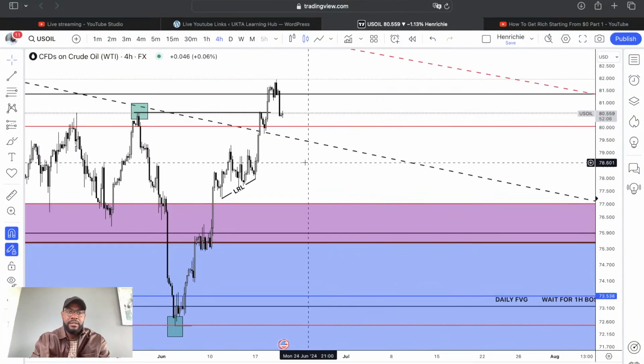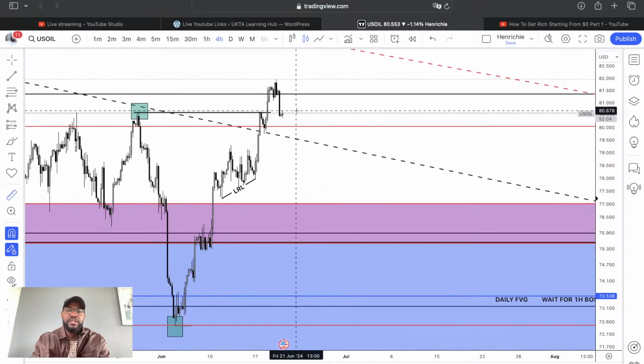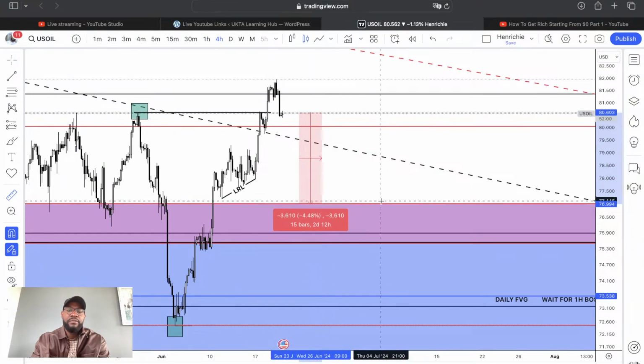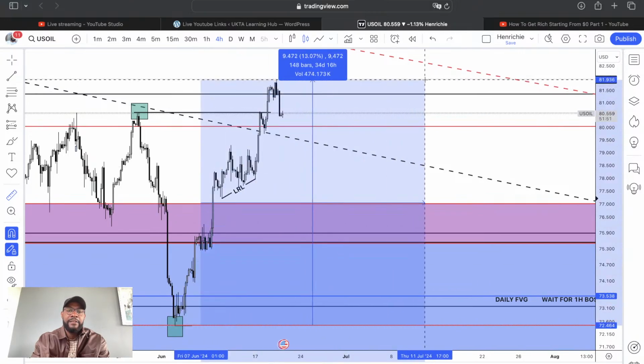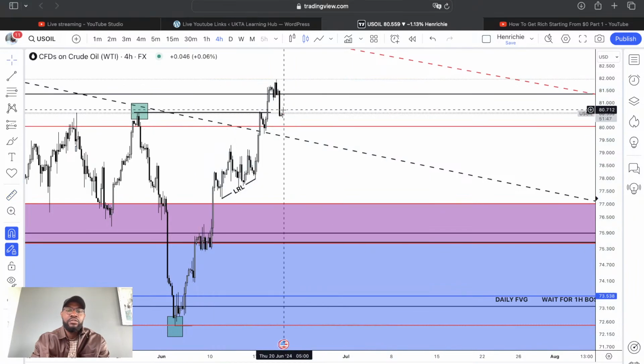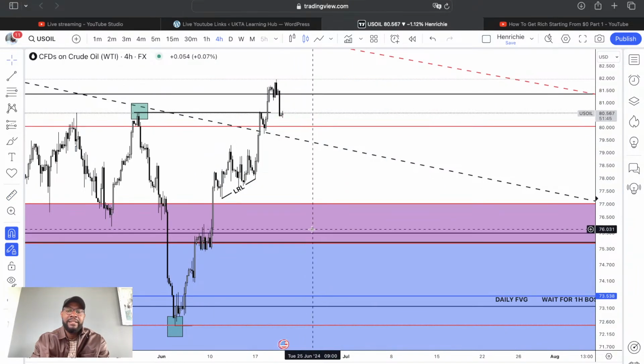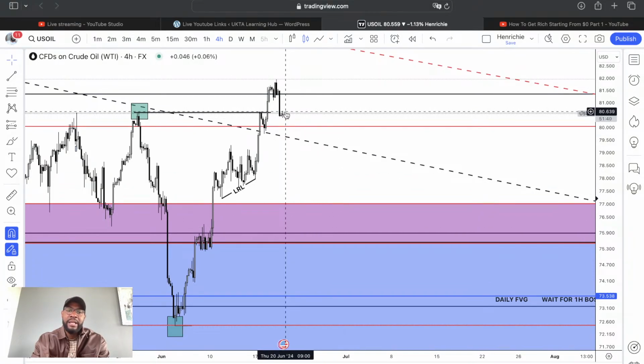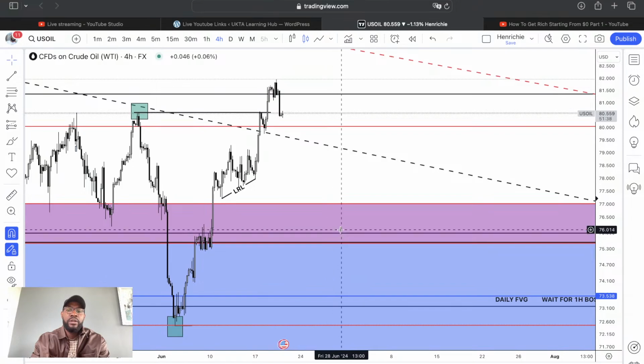We wait. Now, in as much as price going from this high to this low is about 4.48%, you have to realize that US oil is very volatile. Literally from this low to this high, 13% move to the upside, which means doing a 4% move to the downside is absolutely nothing. It can do that even in 2 days. So we're going to be patient. We're going to wait right here.